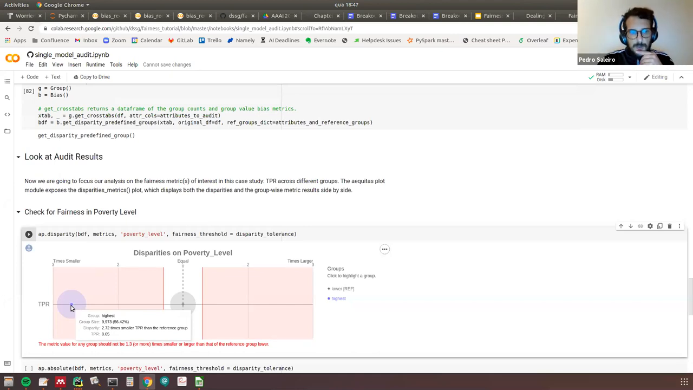And in this case, what we are seeing here is that there is a lower recall for applications from highest poverty regions and schools.